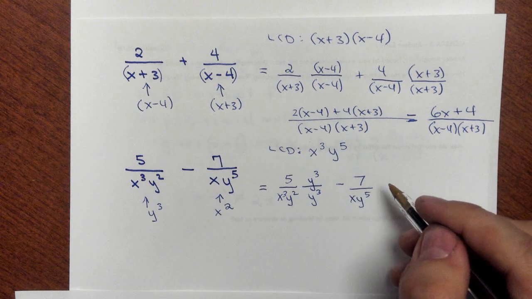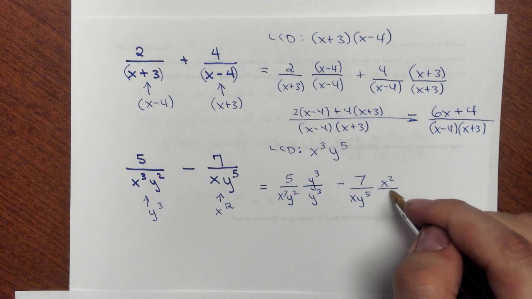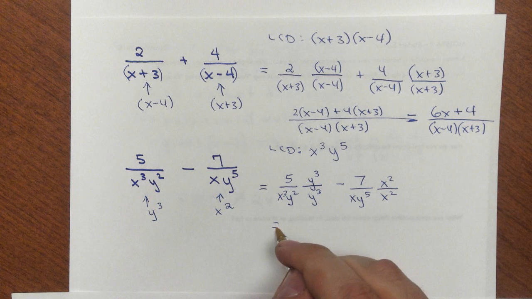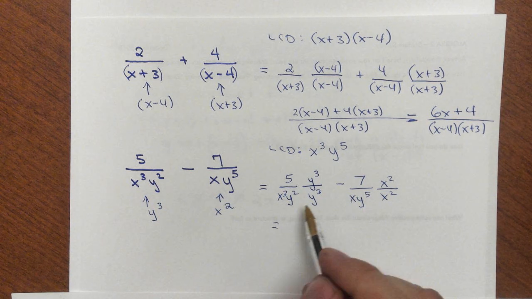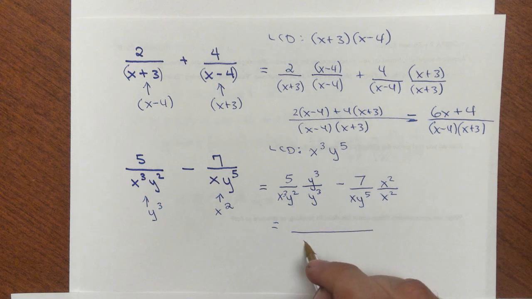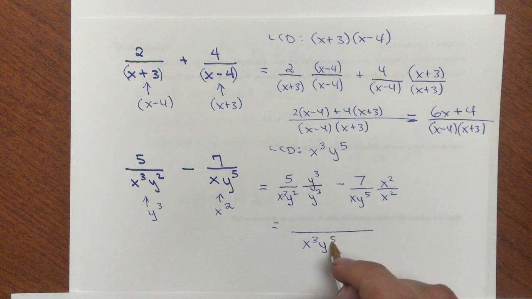Same thing with 7 over x y to the fifth. This was missing an x squared, so I multiply in an x squared. So at this point, I now see this is a common denominator. This is x cubed y to the fifth for both of these. So I can rewrite this right here.